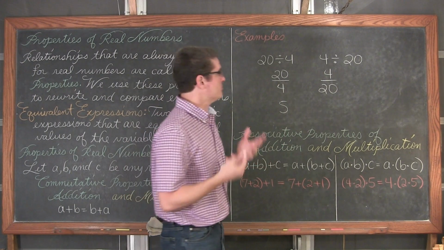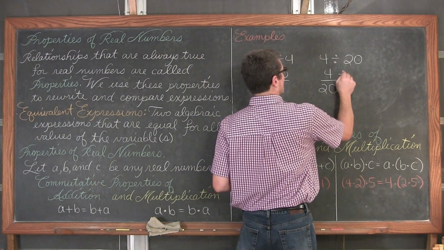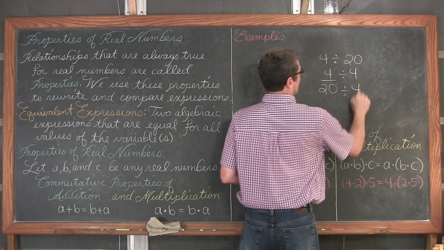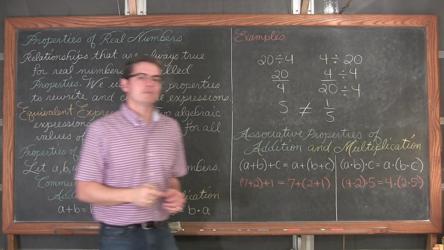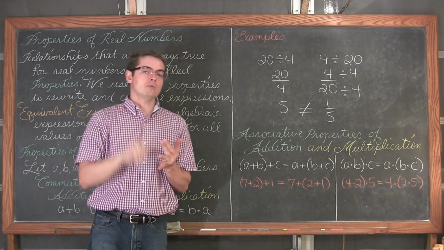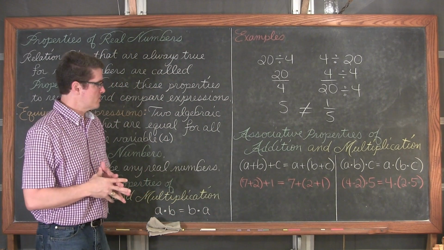Now, 4 and 20 are both divisible by 4, so I can reduce the fraction, dividing the numerator and the denominator by 4, and get an answer of 1/5. So again, we do not have a commutative property of subtraction. We do not have a commutative property of division. I just gave you a counterexample for the division.